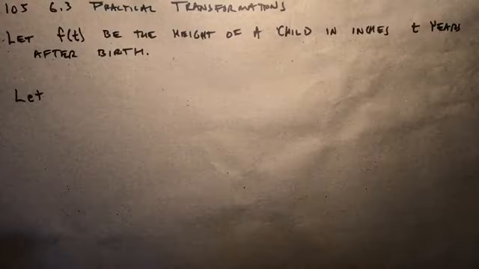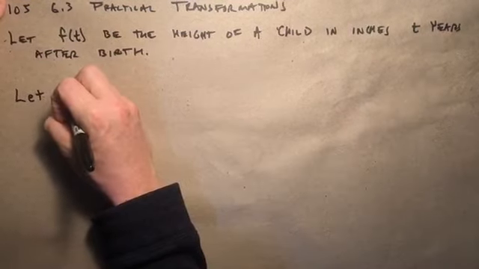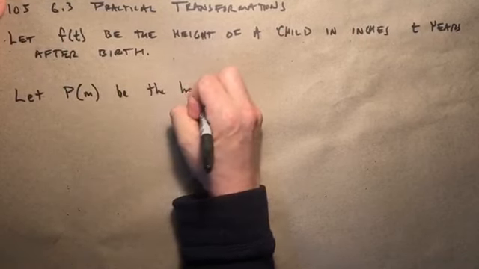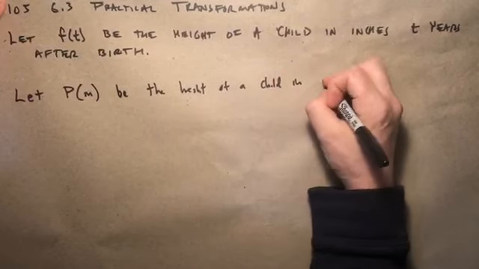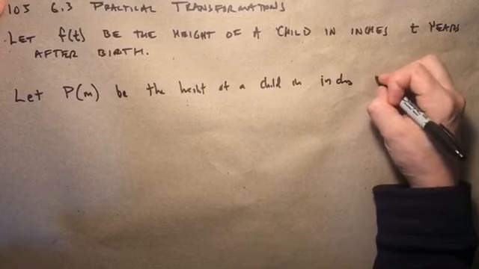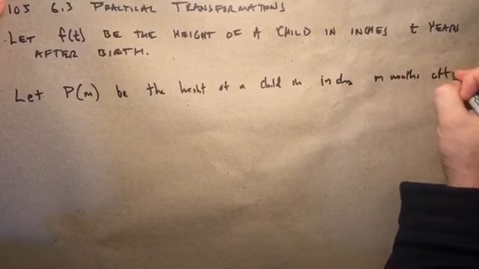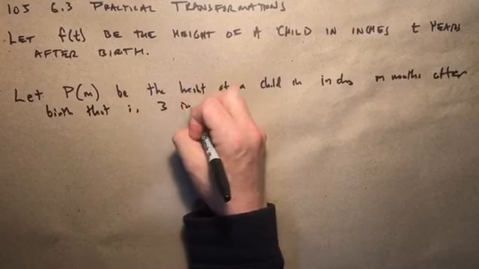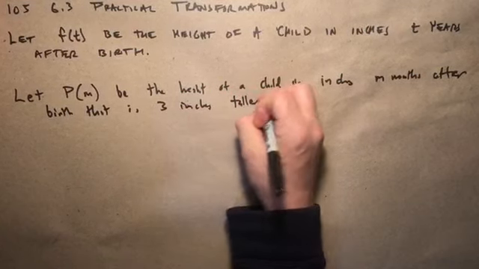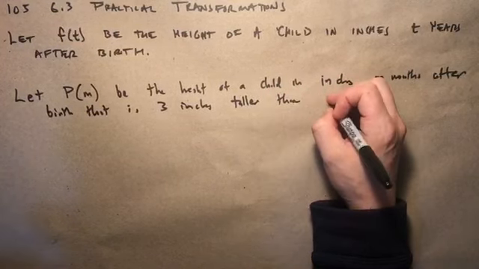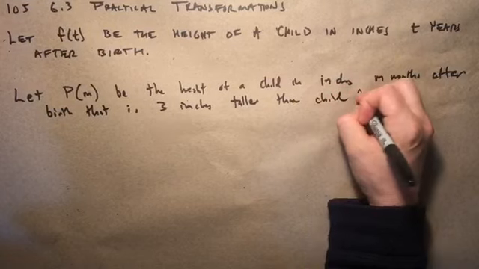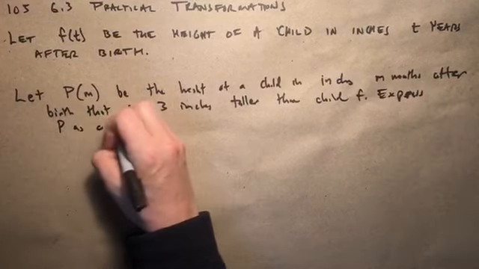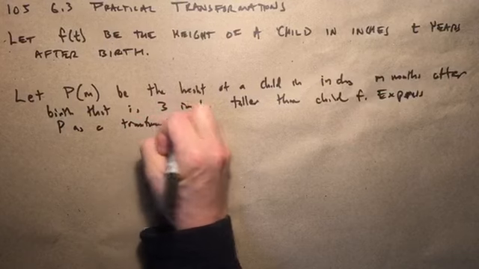Let's now think about some additional shifts. Let p of m be the height of a child in inches, m months after birth, that is 3 inches taller than child f. Express p as a transformation of f.